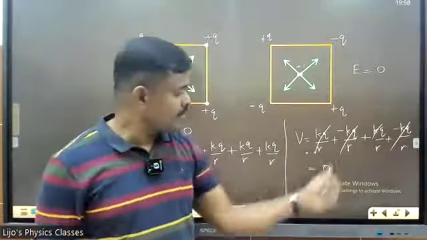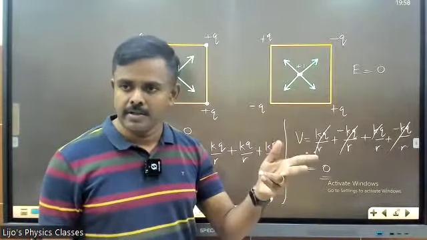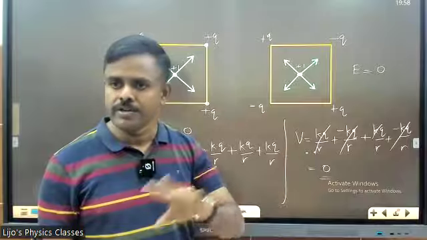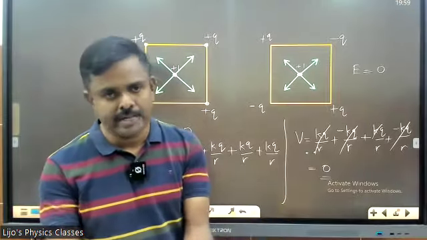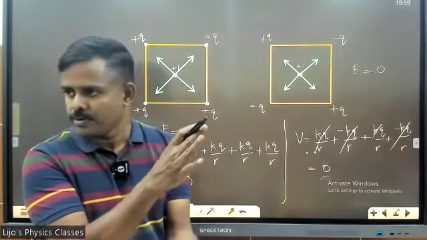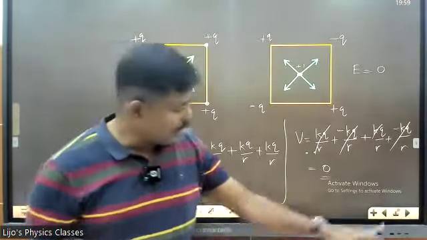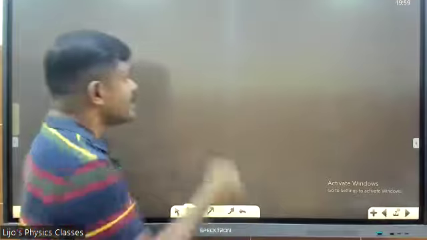E is equal to 0, V is equal to 0. Then 2 more are possible. V equal to 0, E not equal to 0; V not equal to 0, E not equal to 0. Actually, they have asked only 2, but I'm doing all the 4 possible cases. Got it? Now they can ask one more question this way.